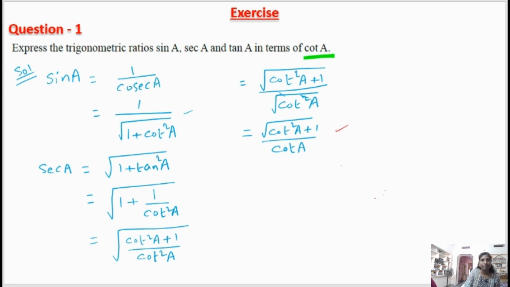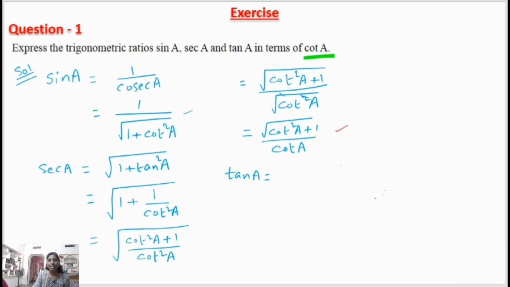Now let us take another one, tan A. So tan A is equal to, we have to reach from tan to cot. Okay, what is the reciprocal of tan A? Cot A. Tan A is equal to 1 by cot A. So it's very simple. Okay, we have expressed tan A in terms of cot A. This is the answer. I hope it is clear to all of you. Let's move to the next slide.